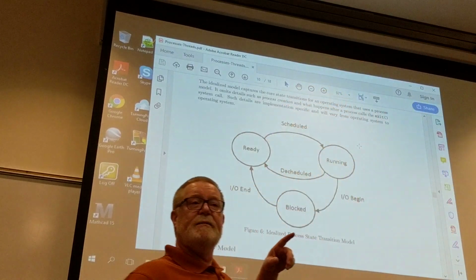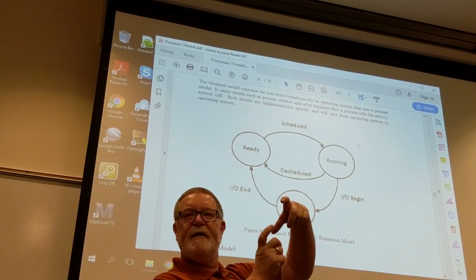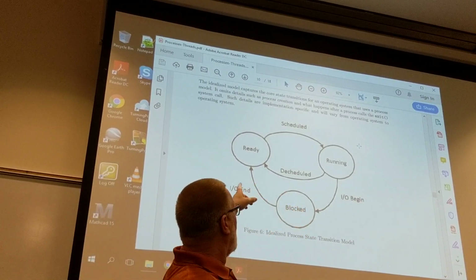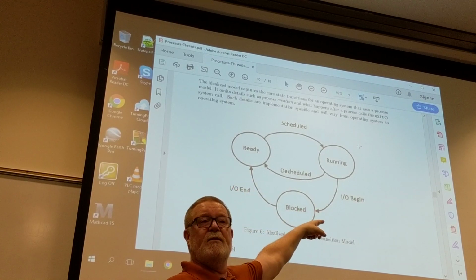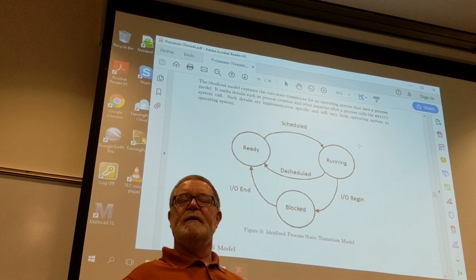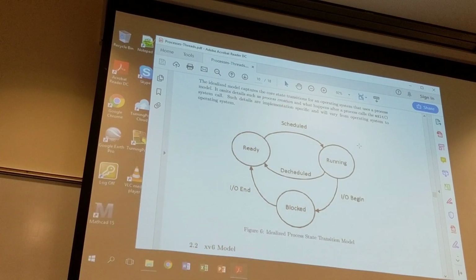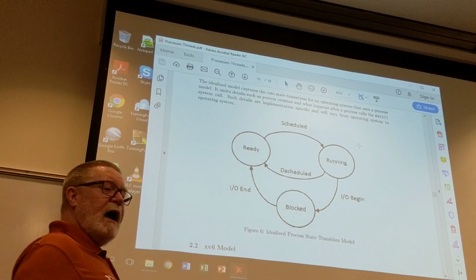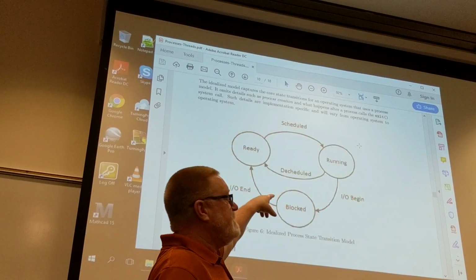Then remember that scheduler that we talked about? Its job, to figure out the next process to run, is to take some process in the ready state and assign it to the CPU. When you're assigned to the CPU, you're now in the running state. That's its job. That's the scheduler routine. After you've been running for a while, the timer interrupt might go off and you get kicked out of the CPU. And we call that being descheduled.